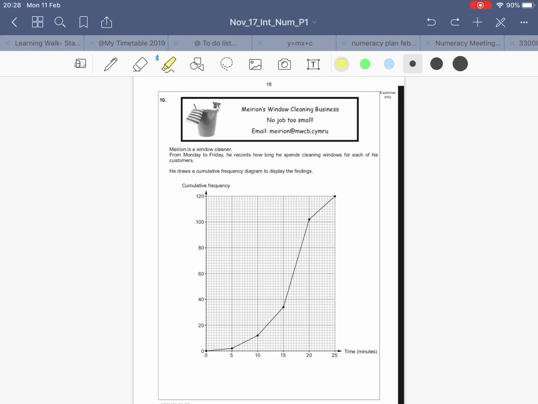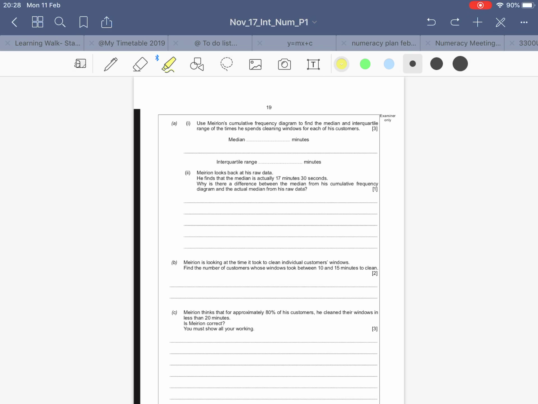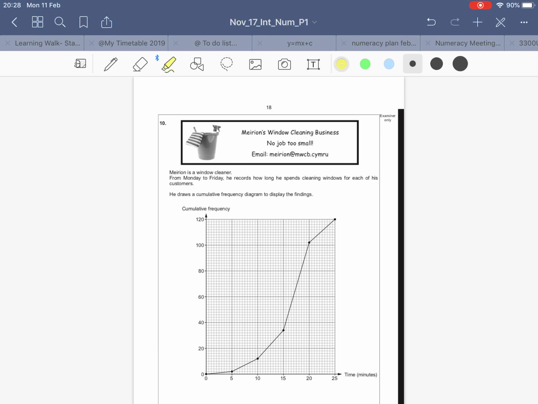So again, like before, no question on that page. You just need to have an idea of what information you're given, and the questions are on the other half of the double spread. Use Marion's cumulative frequency graph to find the median and the interquartile range for the times that he spends cleaning windows for each of his customers. Okay, so we're back to the diagram for the median and the interquartile range.